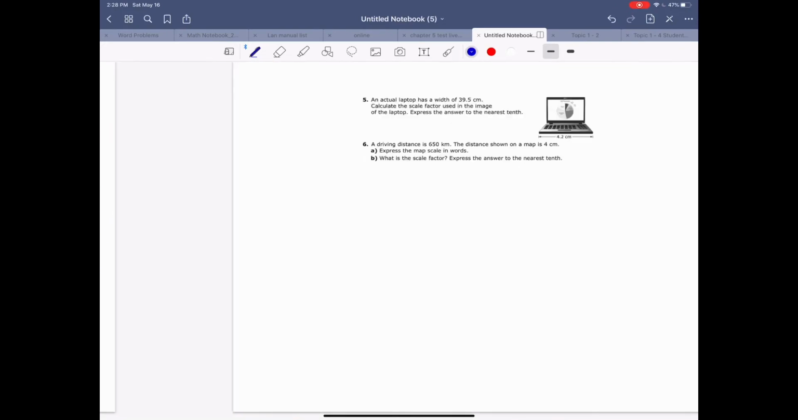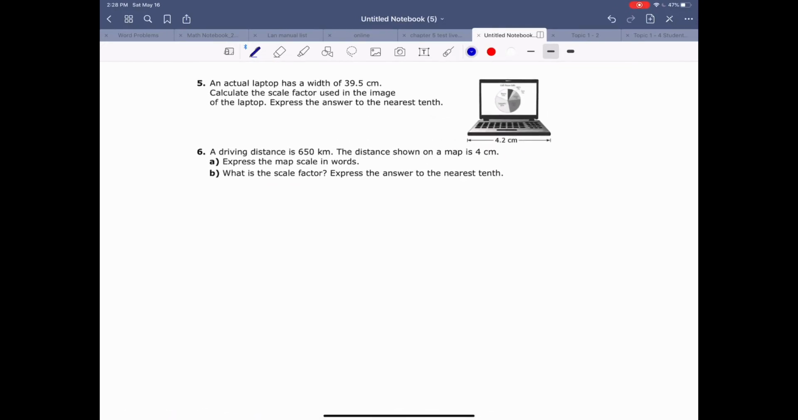This one here, an actual laptop has a width of that. Calculate the scale factor used in the image. So this is a model. This is not a real computer, and this is a real computer's length. Do they have the same units? cm, yes. So basically, it's making it smaller. So this is the real, and this is the model.